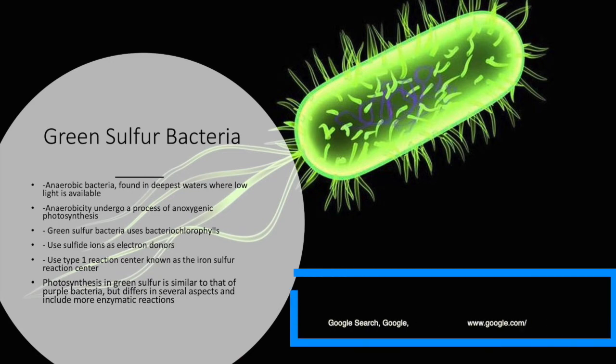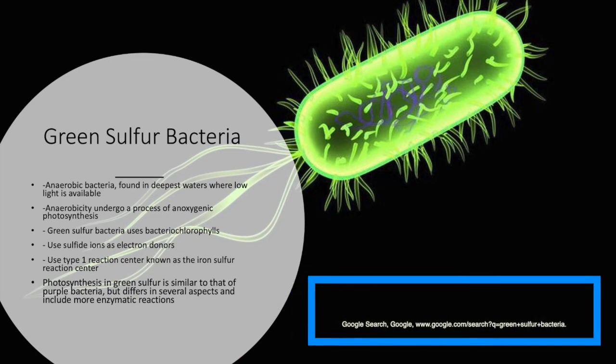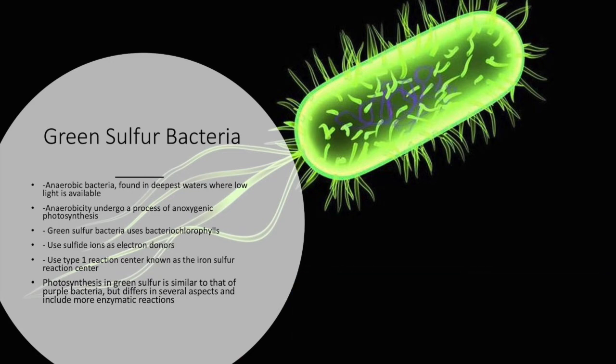Green sulfur bacteria is anaerobic bacteria and is found in the deepest waters where low light is available. Due to them being anaerobic, they undergo a process of anoxygenic photosynthesis, where light energy is used to fuel the ETC and create the proton gradient used to initiate ATP synthesis.